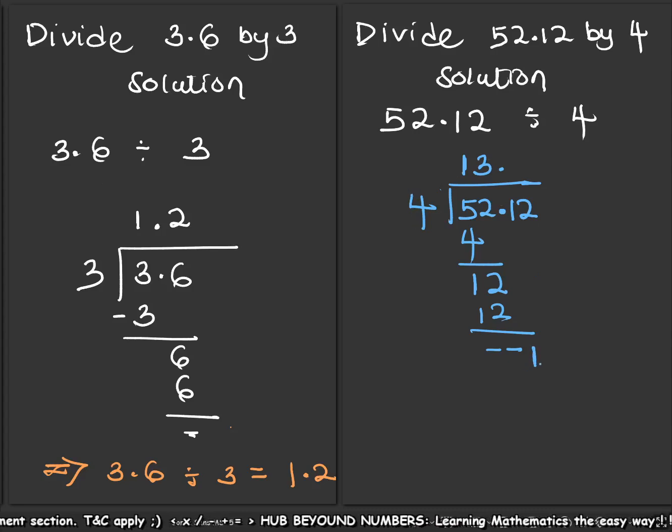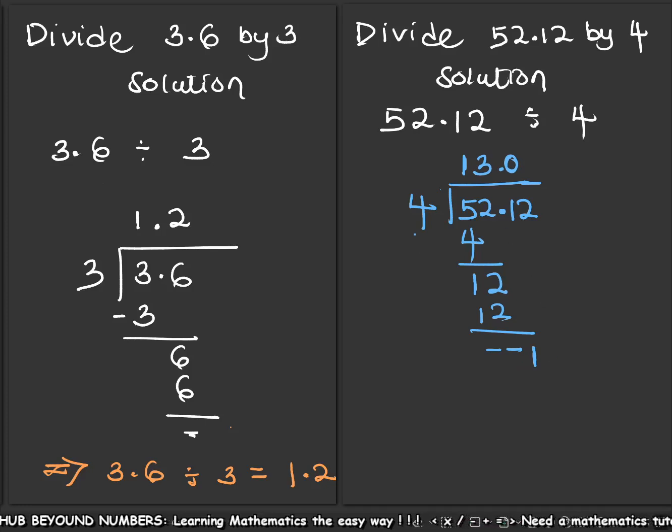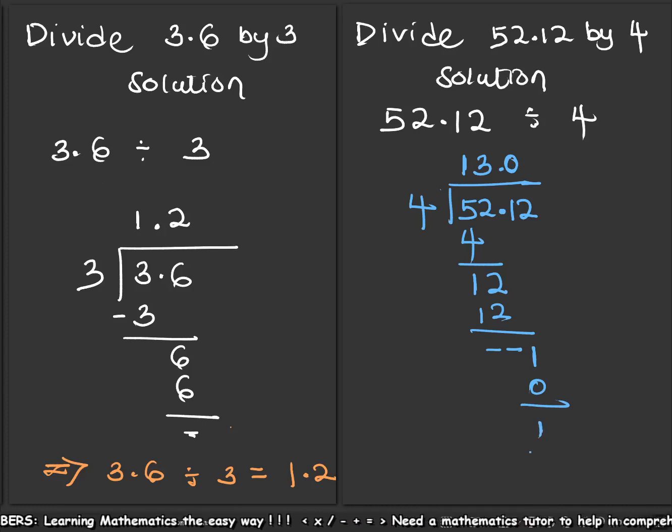4 divides 1, 0. You see, 4 can enter into 1 just 0 times. So you put a 0 on top of the 1. And 4 times 0 gives us a 0. And if you are subtracting, we have what? 1 left. And we are allowed to bring this 2. So you put the 2 here.